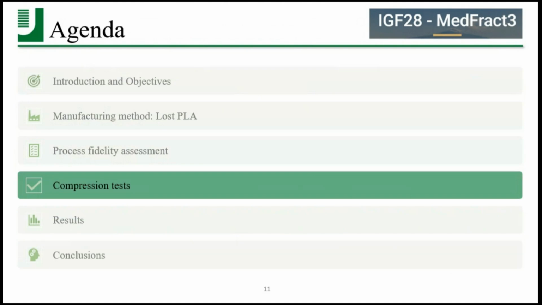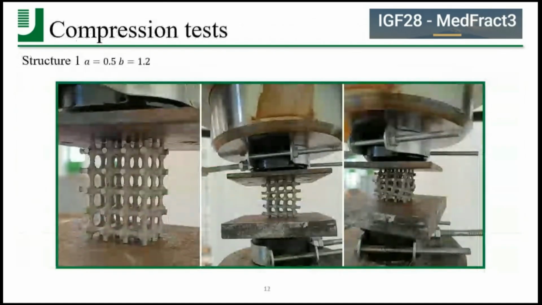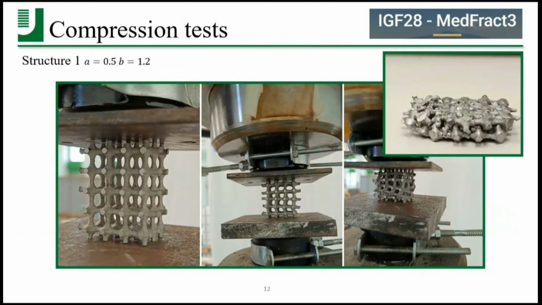Now we analyze the mechanical behavior with the compression test. We have three different specimens for each configuration. These are steps of the compression test for structure one, and this is the structure after the test.